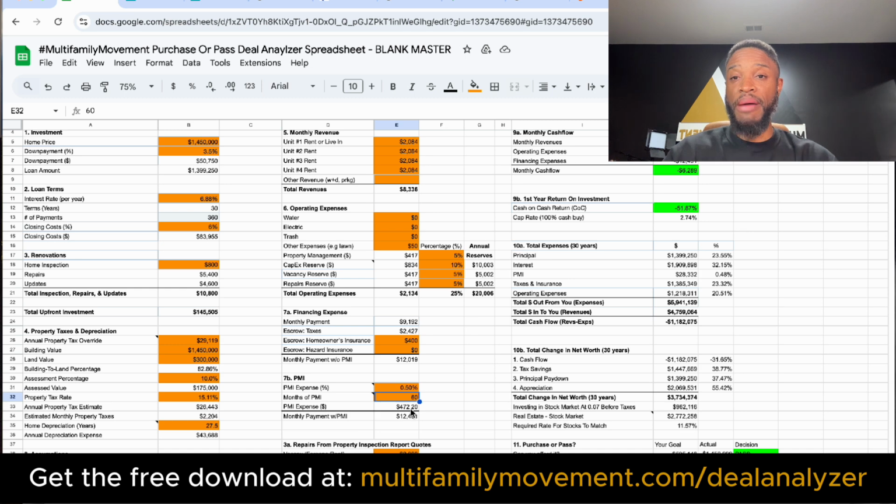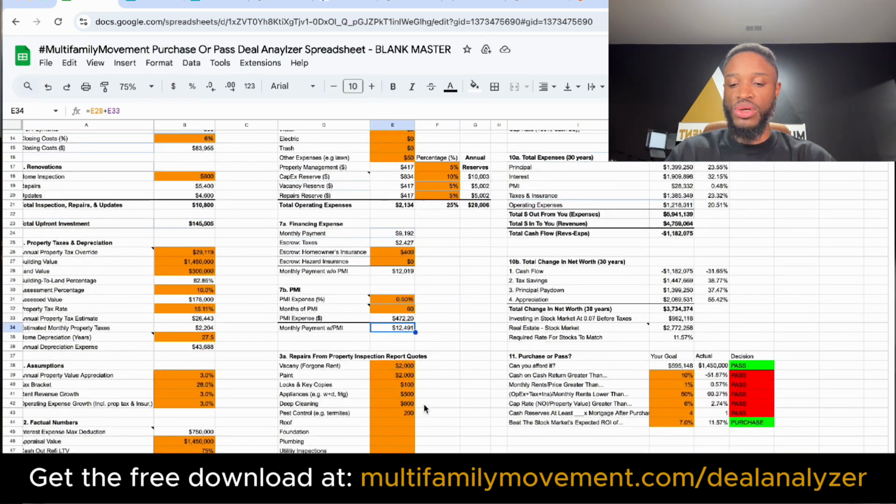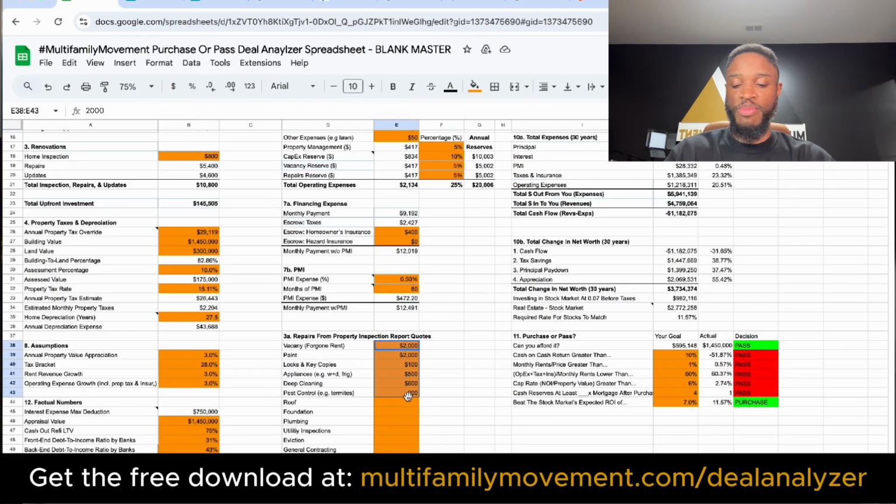Now, of course, the banks got bailed out when there was the housing crisis, but the individual doesn't get bailed out. So the banks are trying to protect themselves with this thing called private mortgage insurance, right? And so now when you add that $472 to your monthly payment, now you're at $12,491, right? Now, we also want to look at what are the repairs that need to be done, okay?